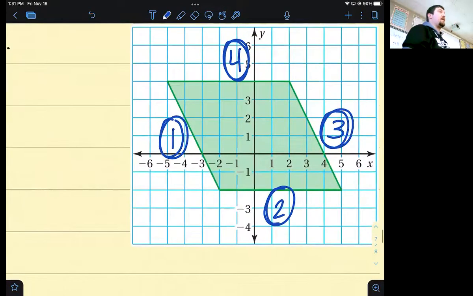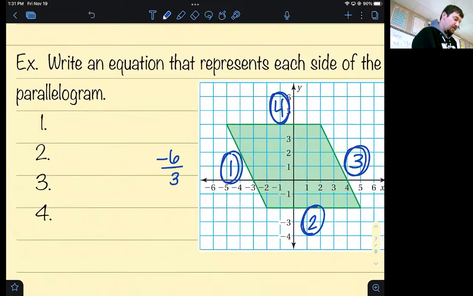The nice thing about a parallelogram is that we know the sides are parallel, which means the slopes of each opposite side will be the same. So to find the slope of side 1, I'm going to count down 1, 2, 3, 4, 5, 6, over 1, 2, 3. Because I went down 6, I write that as -6. And because I went over 3 to the right, that's just 3. What's -6 over 3 reduced to? Okay, so -2, so y equals -2x.